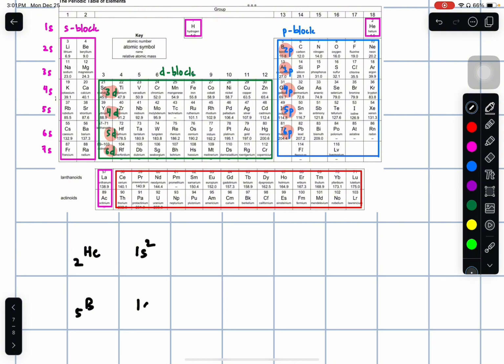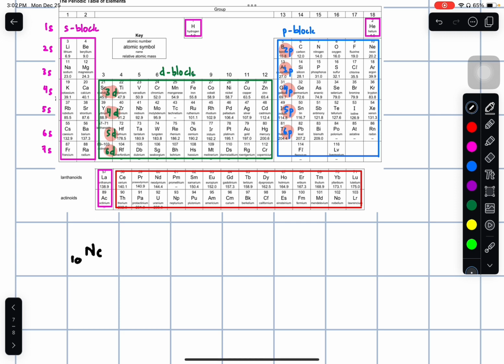we would write 1s2, 2s2, then 2p1. Now, instead of writing 1s2, 2s2, 2p1, we can summarize this by writing it as He, 2s2, 2p1. It would also mean boron as well. If we're trying to see from the periodic table, it's like helium, then 2s2, 2p1.